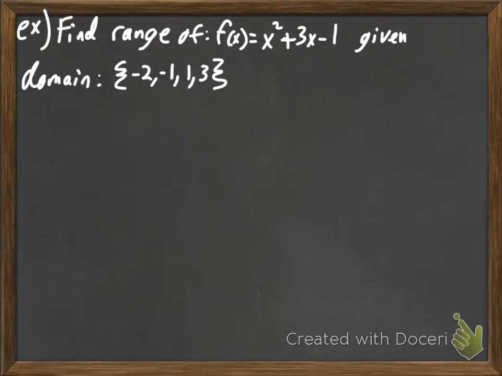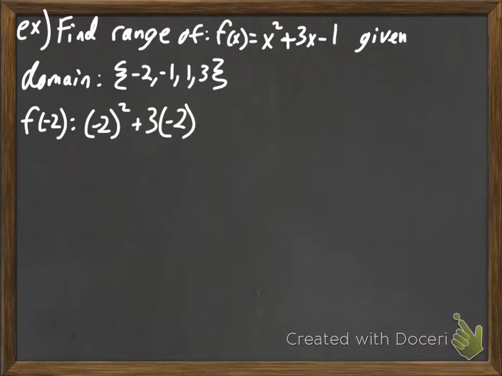Okay, so we're going to do the same thing here with this quadratic. We have f of x equals x squared plus 3x minus 1 given the domain of -2, -1, 1, and 3. So we're just going to plug in these domain values for our x's. So we have f of -2. That's going to give us -2 squared, and remember again, parentheses, parentheses, parentheses. If you're substituting, put it in parentheses.